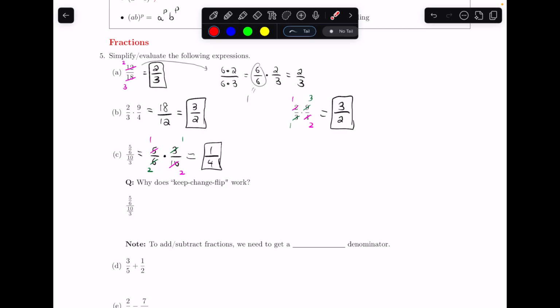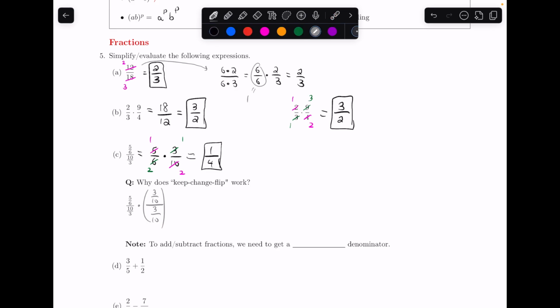So why does this keep, change, flip work? Again, we really want to think deeply about why things work. So if I have this fraction, one thing I can do to it is I can multiply the top and the bottom by the same thing. And what I'm going to multiply by is the reciprocal of the bottom. Let's try multiplying by 3 over 10. 3 over 10 and then a 3 over 10. Because something divided by itself is just 1. And so if this whole thing is 1 and you multiply by 1, it doesn't change the value. That's why this is an okay thing to do.